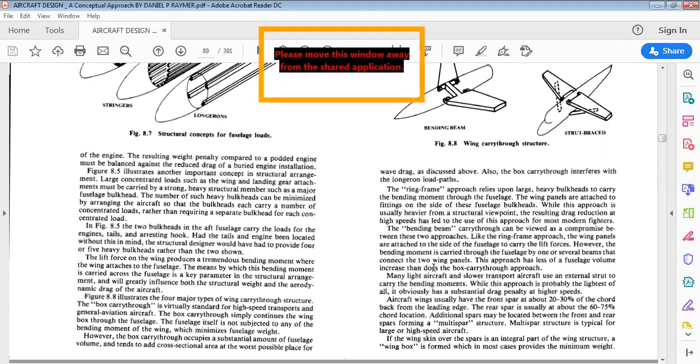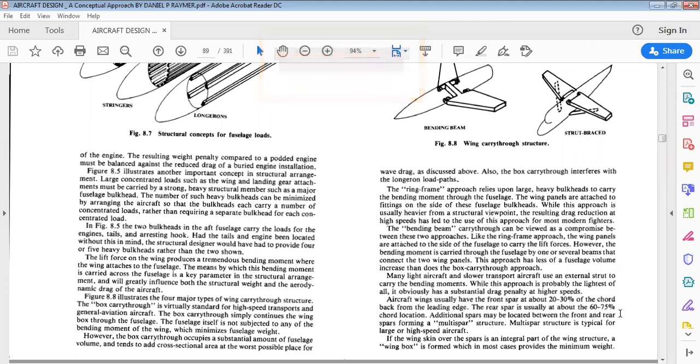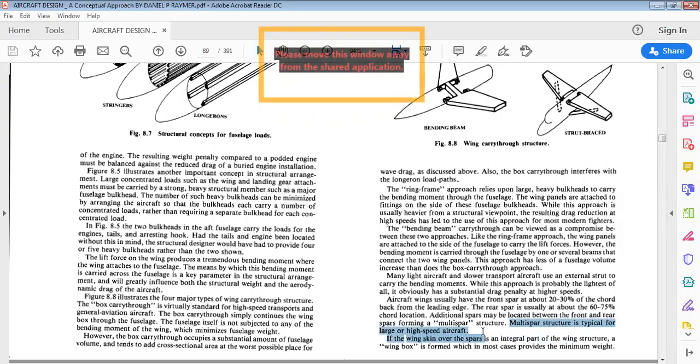So, like the ring frame approach, the wing panels are attached to the side of the fuselage to carry the lift forces. Also, aircraft wings usually have the front spar at about 20 to 30% of the chord back from the leading edge. The rear spar is usually at about 60 to 75% of the chord location. Additional spars may be located between the front and rear spars, forming a multi-spar structure, which is typical for large and high speed aircraft. The wing skin over the spars, as an integral part of the wing structure, is called a wing box.